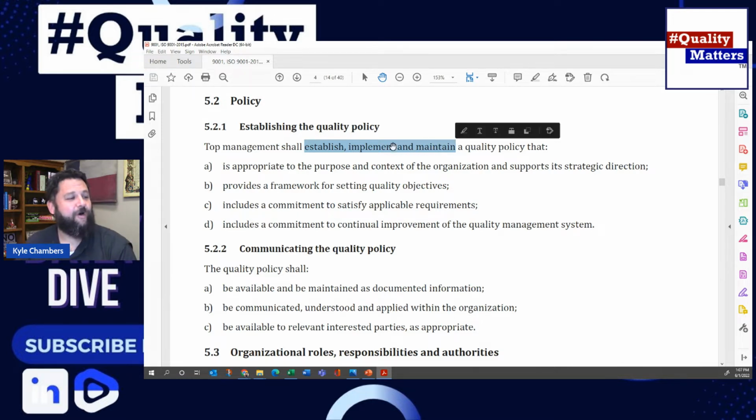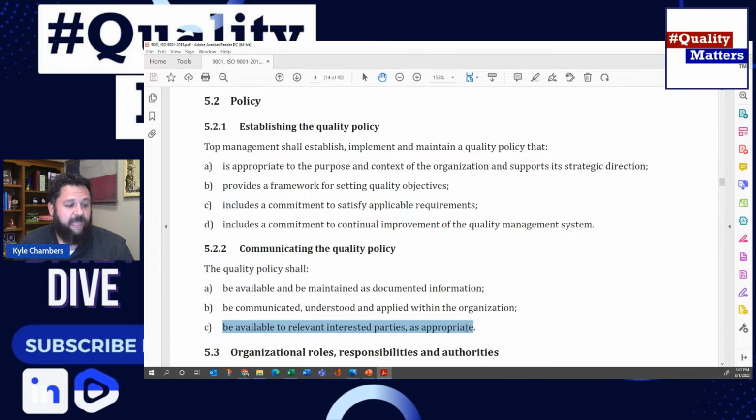Let's look at all of these required areas. In the previous editions of the standard, we had what we called the mandatory documents, the mandatory records. They don't really do that anymore, but we do have this weird way of wording things: establish, implement, and maintain. All right, so we want to make certain that it's appropriate to the purpose and context. Well, that's kind of what they referenced here in communicating it, relevant to interested parties, or be available to relevant interested parties. Provide a framework for setting the objectives.